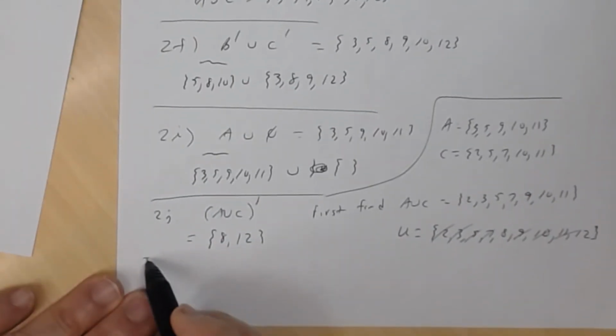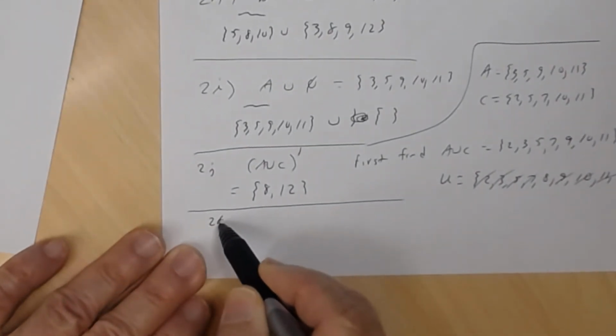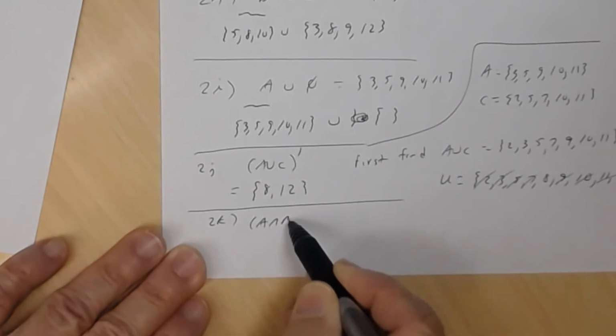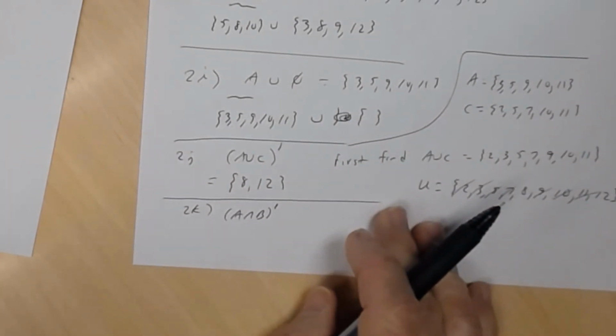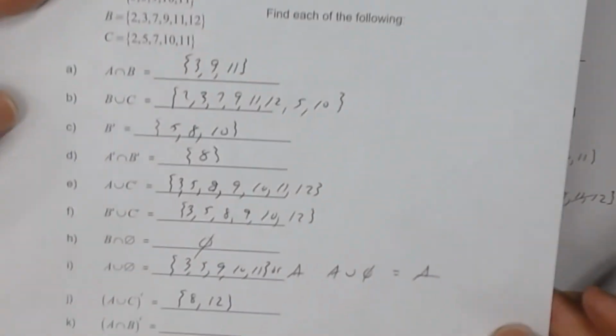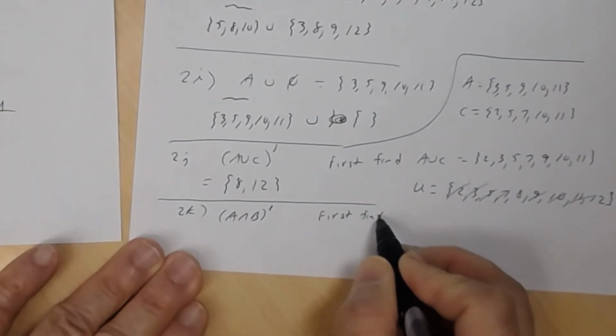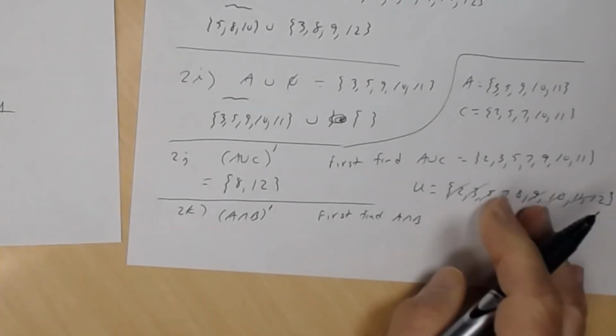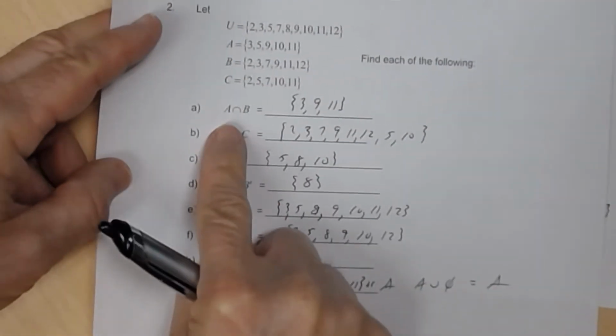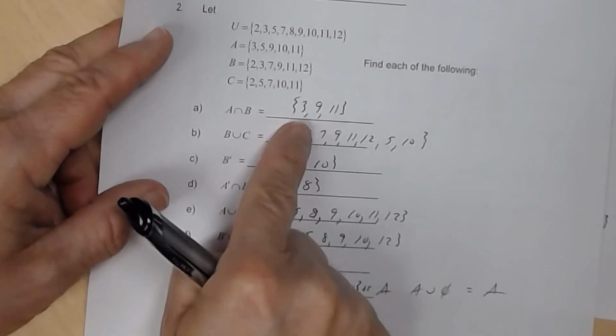All right, and then finally 2K, you want to find A intersect B complement. All right, so first you're going to find A intersect B. Now we already found that. That was A intersect B. So I'm just going to go ahead and use that. That's 3, 9, and 11.